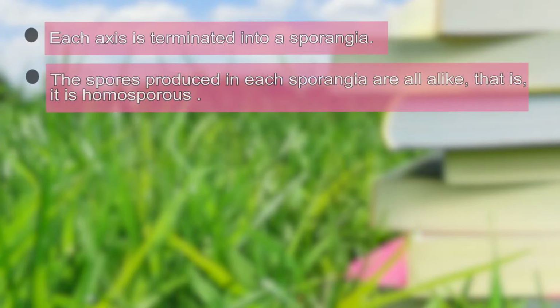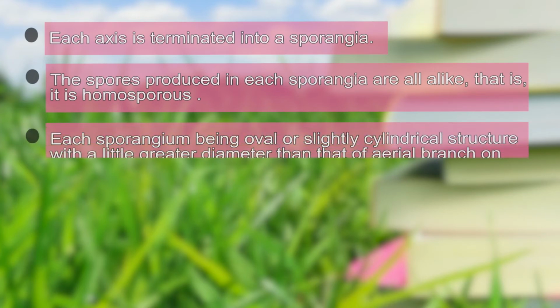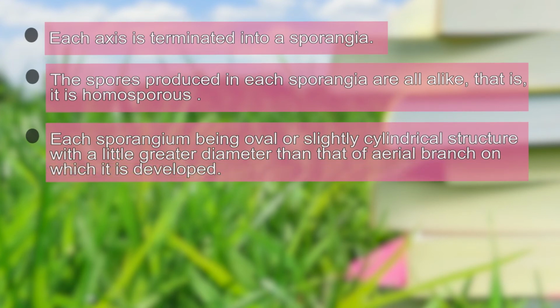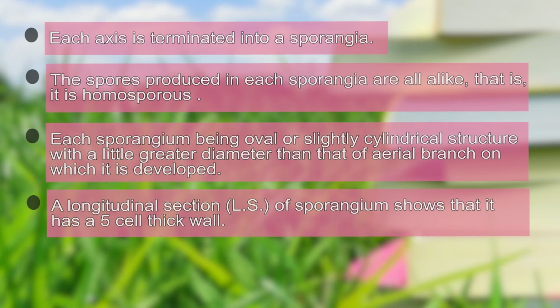The spores produced in the sporangia are all alike, that is, it is homosporous. Each sporangium is oval or slightly cylindrical with a slightly greater diameter than its aerial branch. Now let us take a look at the longitudinal section of this sporangium.